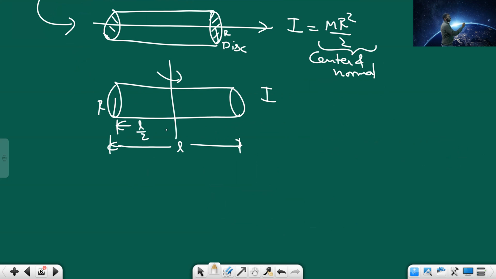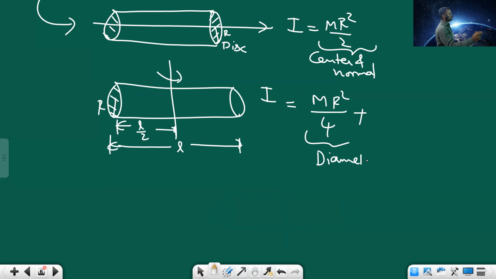Then I can write the moment of inertia about this one as passing through the diameter of the disk, because it is a combination of disk and thin rod. So the disk diameter is nothing but MR square by 4. This is the formula for the disk diameter. Before coming to here, you have to know that MR square by 4 is the diameter of the disk.